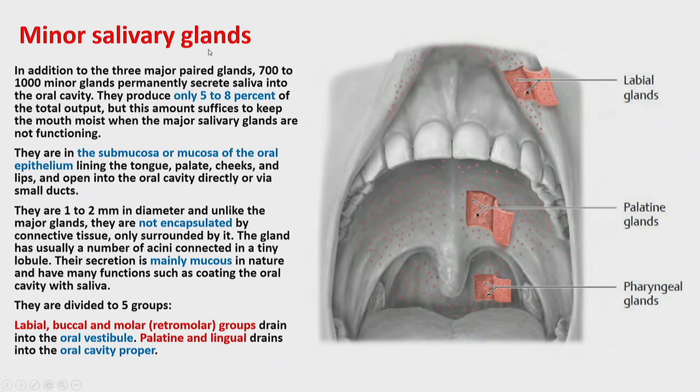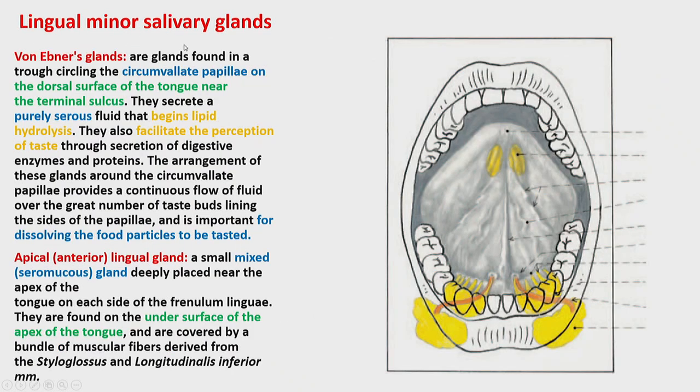We have 5 groups. In the lips, the labial group. In the cheeks, the buccal group. Behind the third lower molar is the molar or retromolar group. And they open to the oral vestibule. And the palatine group that we already discussed, in the hard and mainly soft palate. And in the lingual part, they open to the oral cavity. Those are the 5 groups of the minor salivary glands.